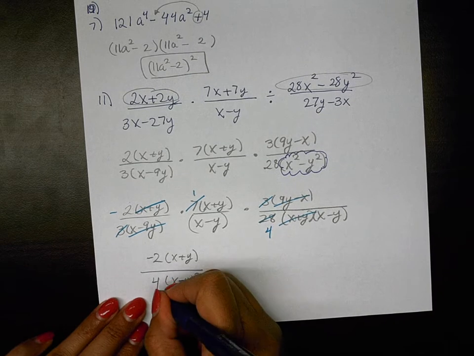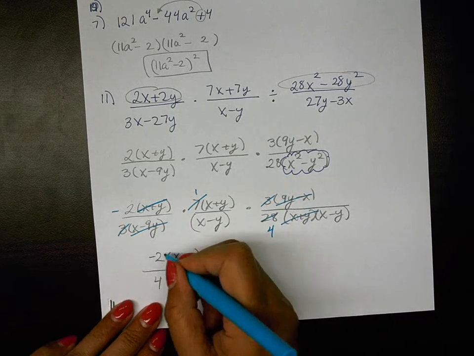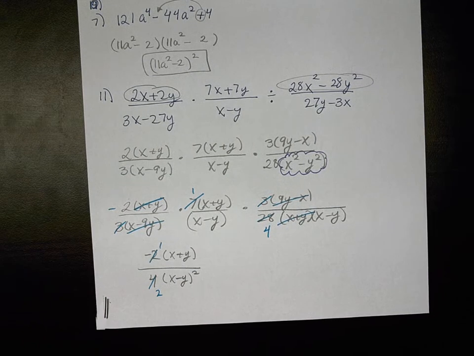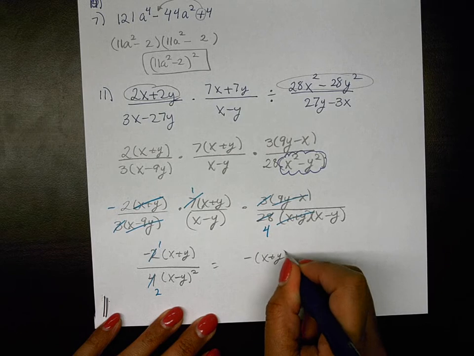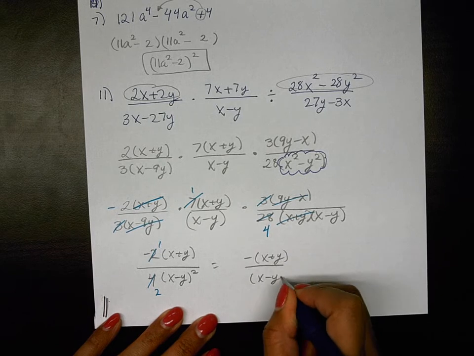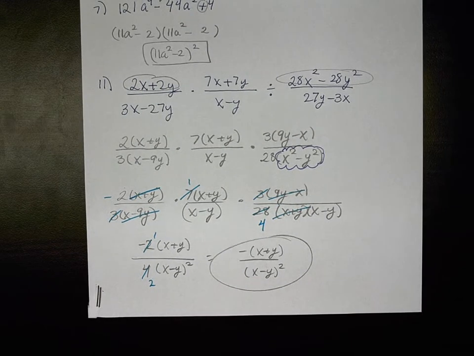Now that I have it all together, can you see that there's still one little thing that I can reduce? Some numbers. Yeah, the 2 and the 4. Good. I can still reduce the 2 and the 4. So this is 1, this is 2. So negative parentheses x plus y over parentheses x minus y quantity squared. I can't reduce the x's or the y's. That there is your final answer.